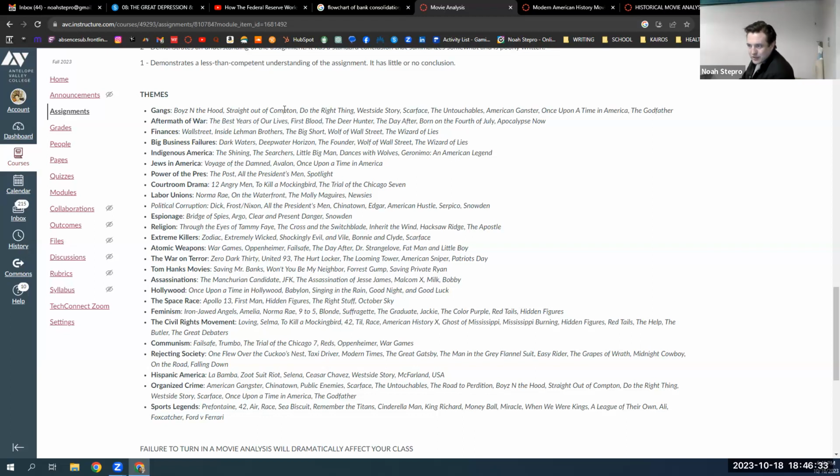Let me look at what other films I have there on Rejecting Society. Like One Flew Over the Cuckoo's Nest. Oh, such a good film. It's about mental health and how people are treated, and it's rough to watch. It's a rough book to read, but it's a great book as well. It says a lot about how America treated the mentally ill in past times.